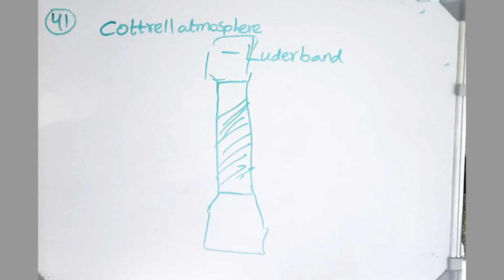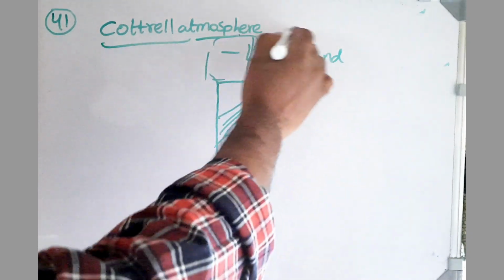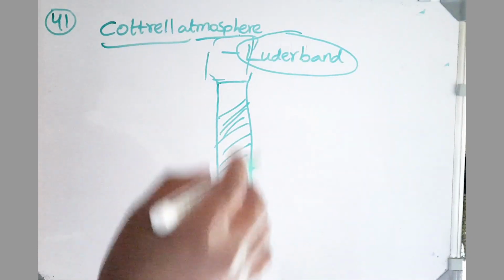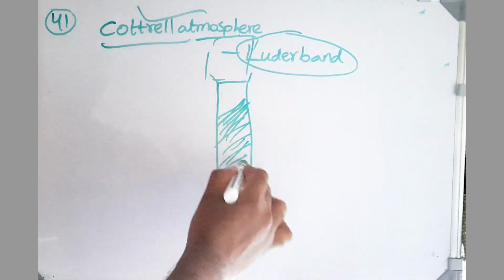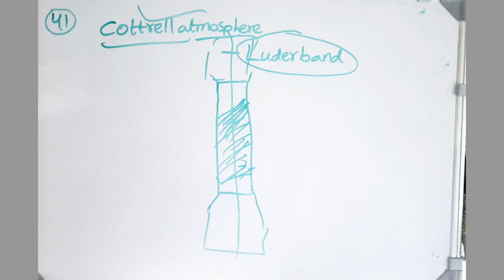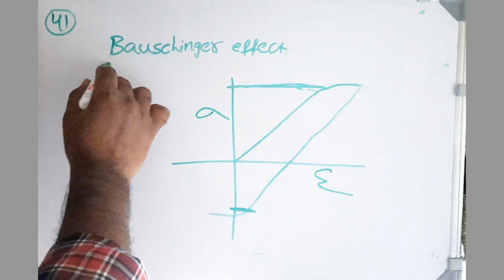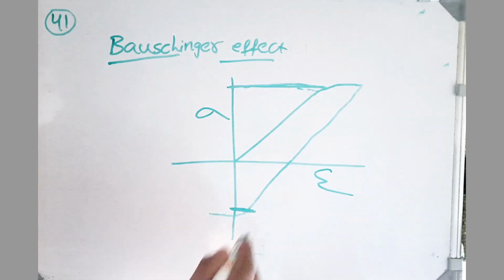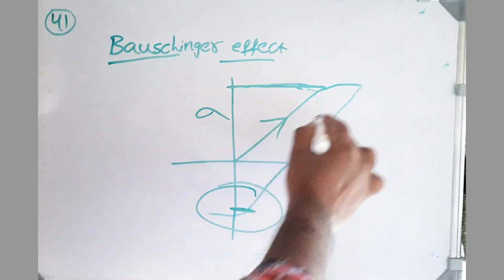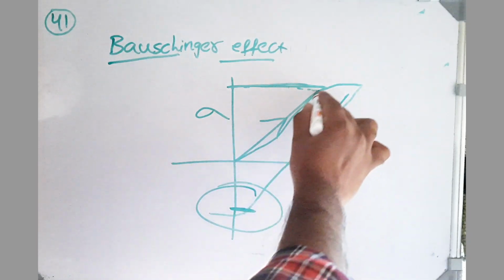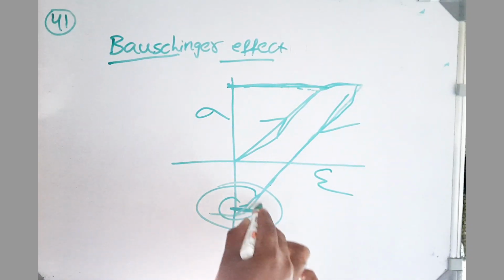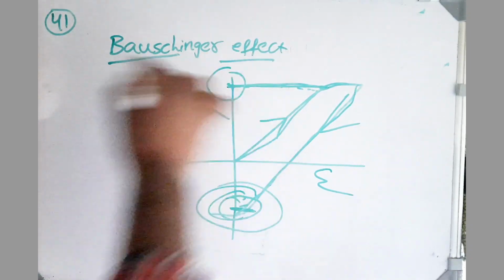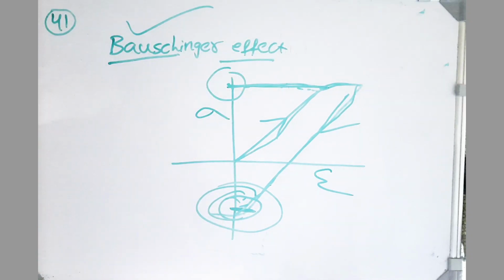Friends, 41 is another matching question. Cottrell atmosphere is related to the Lüders band. We know in our plain carbon steels, Lüders bands form when Cottrell atmosphere is there, at 45 degrees to the axial direction. Friends, next, Bauschinger effect. This effect gives us the information about reduction in yield strength when the load direction is reversed. So while loading, it yields at a higher stress. If we reverse the loading direction, it yields at a lower stress compared to this. So this is given by the Bauschinger effect.